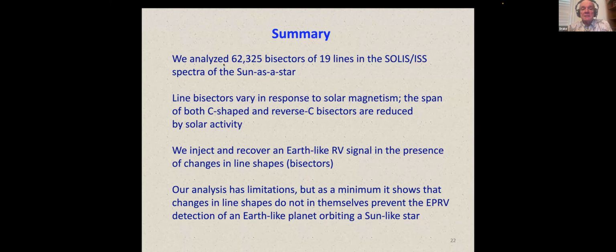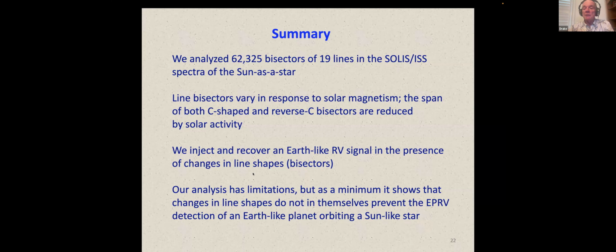And we've done a test where we inject and recover an Earth-like radial velocity signal. We can recover that radial velocity signal in the presence of changes in the line shape. And our analysis has limitations because we're presented with data in which the continuum has already been rectified and some other data analysis steps have been applied.